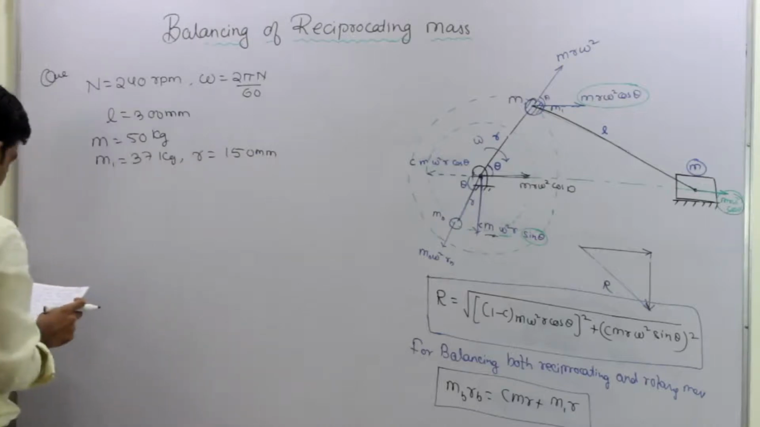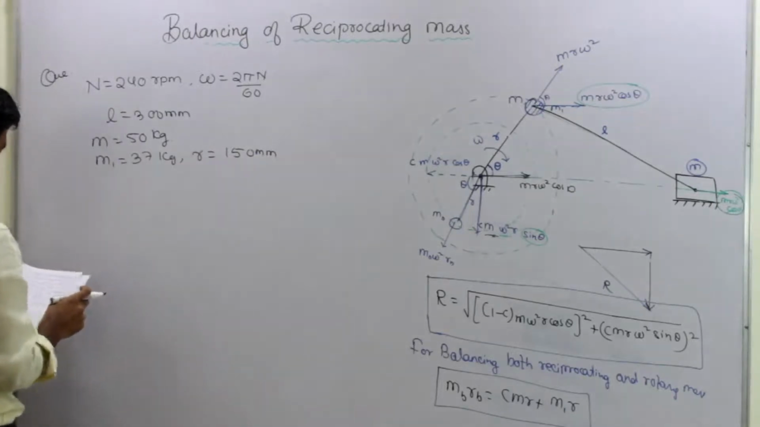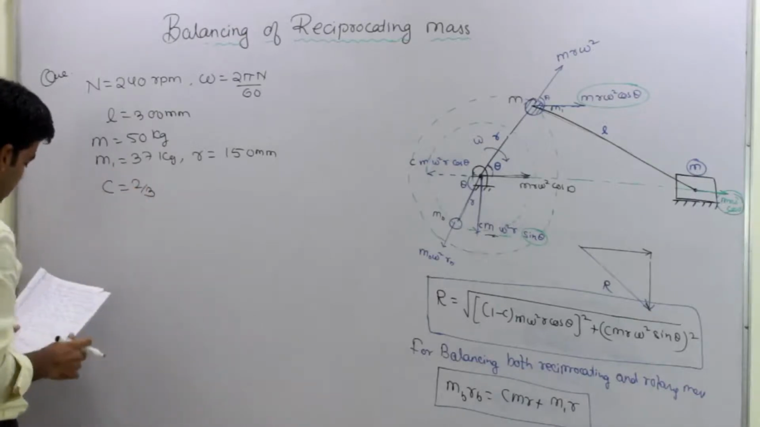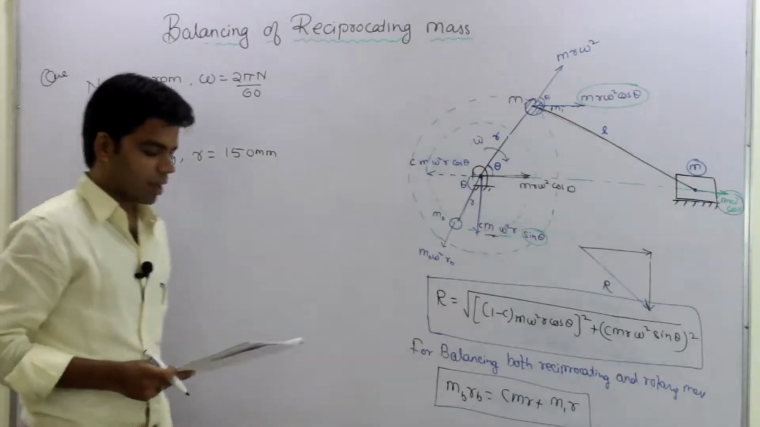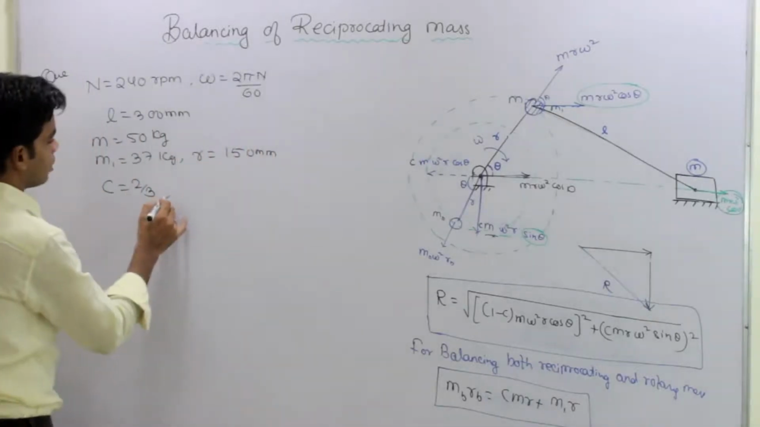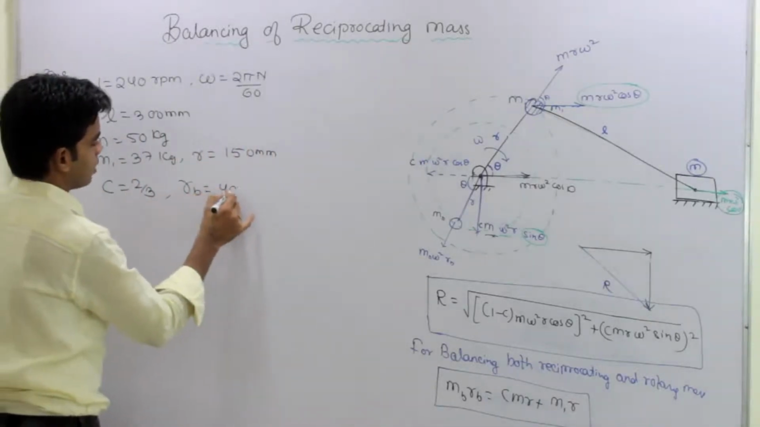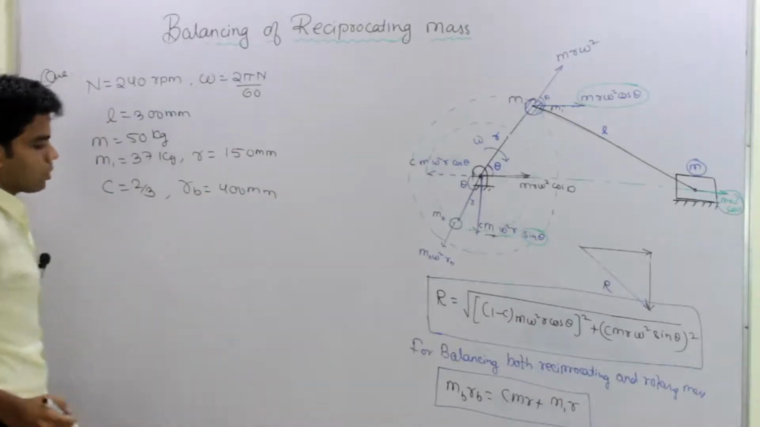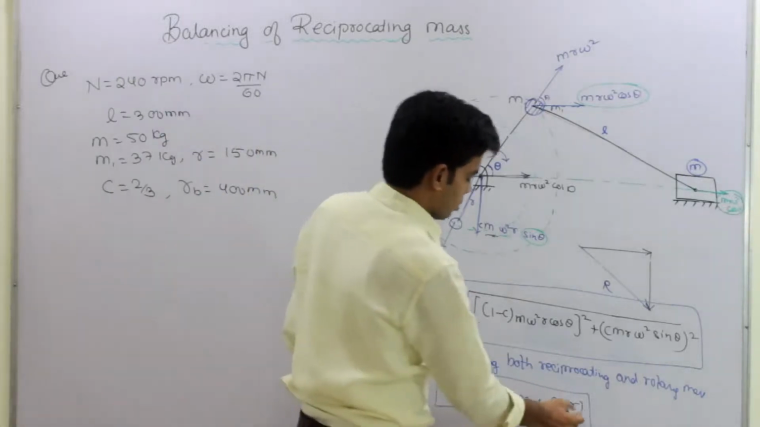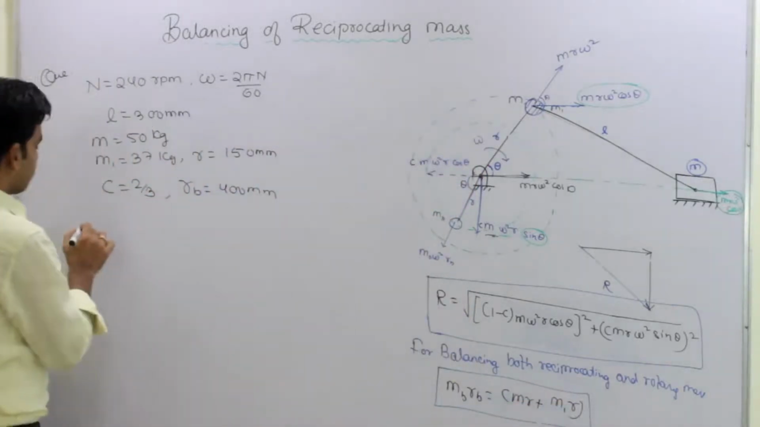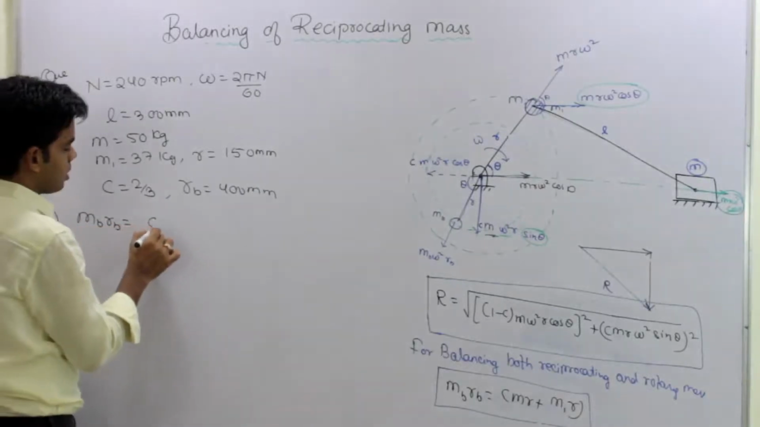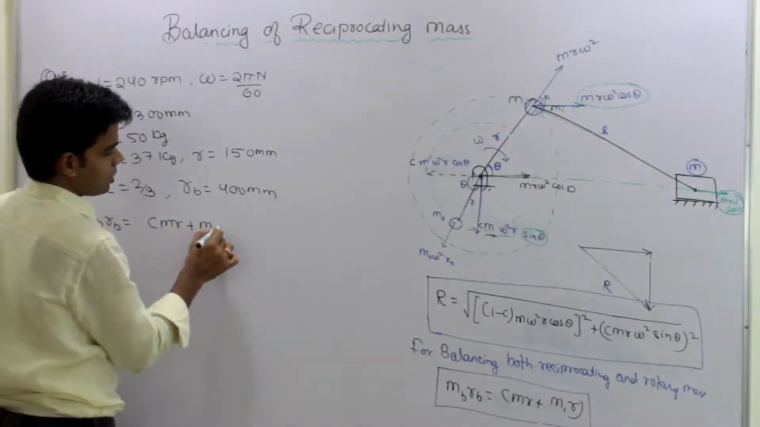Getting this now? If 2/3 of the reciprocating part is to be balanced, that means c is equal to 2 by 3, and all revolving part is to be balanced. Find the balance mass required at a radius of 400 mm. That means rb is given as 400 mm. So how can we calculate the balance mass? We have to balance the reciprocating as well as rotary mass, so we can put this formula.